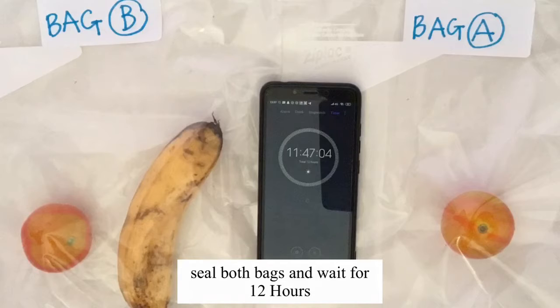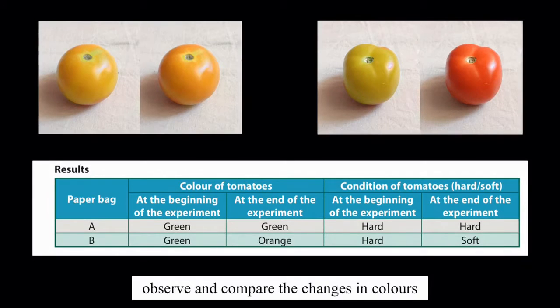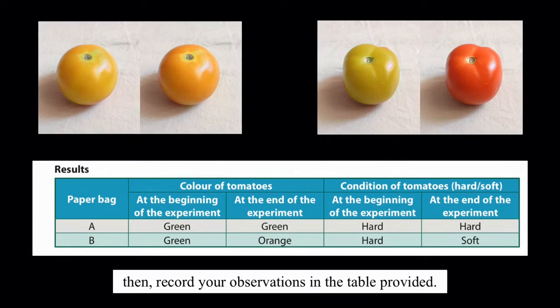Seal both bags and wait for 12 hours. Many hours later. After 12 hours, observe and compare the changes in colors and conditions of the tomatoes in both bags. Then, record your observations in the table provided.